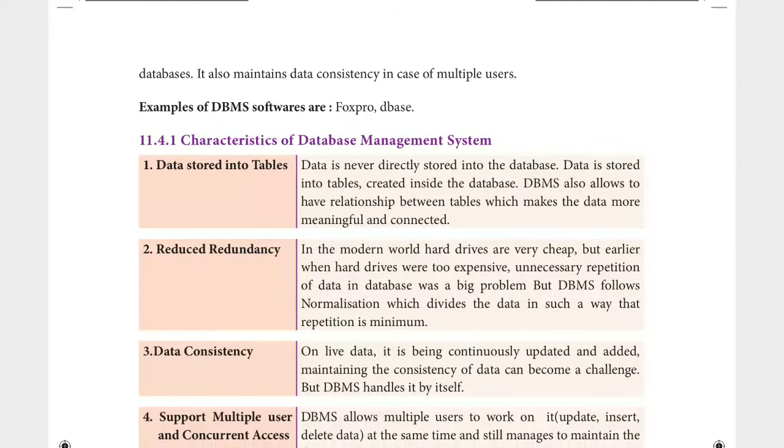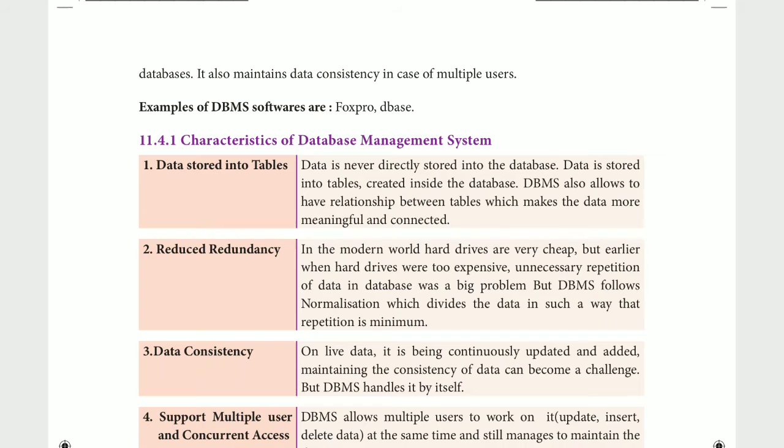DBMS also has a relationship between tables, which makes the data more meaningful and connected. Two tables can be connected to each other in such a way that when you access one table, you can get the data from another table. So this is a relationship.